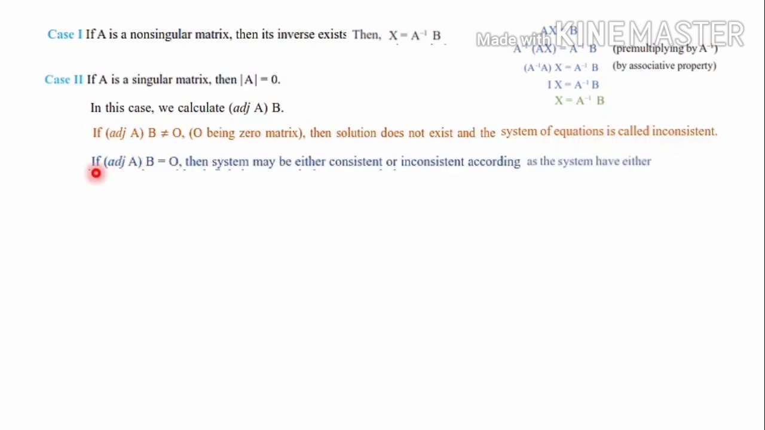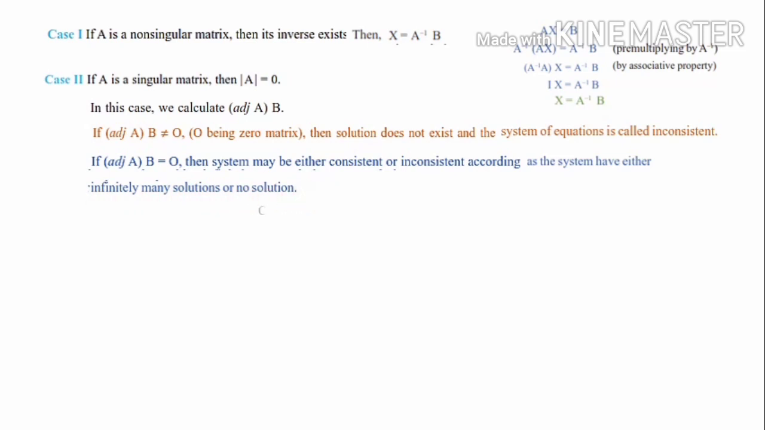And the second case, if adj A into B equal to 0, then the system may be either consistent or inconsistent according as the system has either infinitely many solutions or no solution. So we have to calculate adj A into B, then if you get it as O, that is zero matrix, then system may be either consistent or inconsistent according as the system has either infinitely many solutions or no solution.